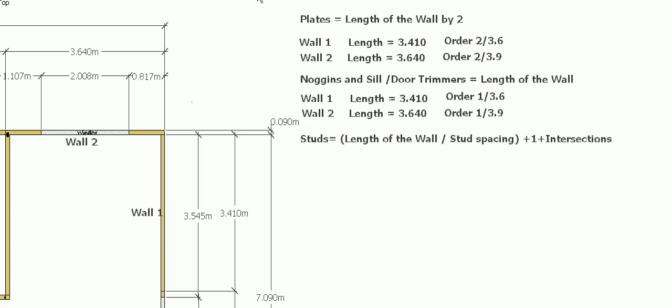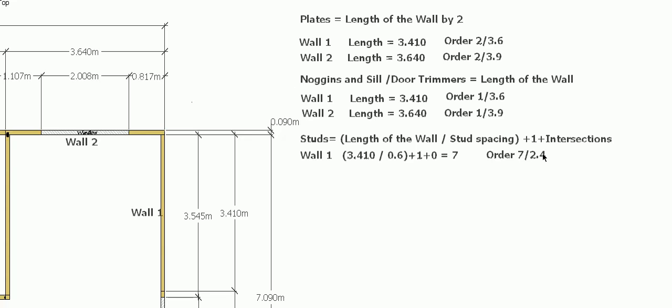So for wall 1, 3.410 meters long divided by 600, our stud spacing, that gives you 5 point something studs. Now obviously you can't have a point of a stud, so we have to round that up to 6 studs. Then we add the 1 for the end, and with wall 1 there's no walls that butt into it anywhere. It actually butts into this wall, so there's no intersection, so we end up with 7 studs, and that means we would order 7 studs at 2.4.